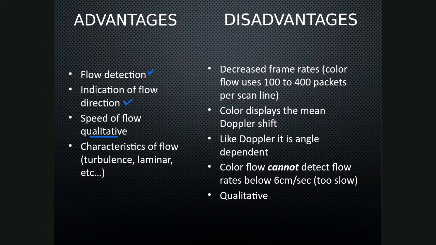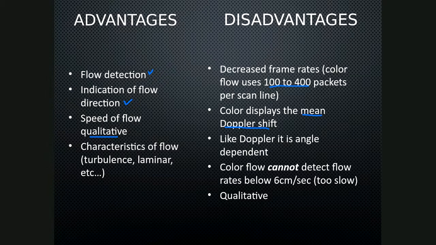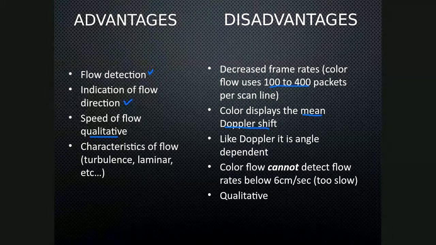Some disadvantages. Decreased frame rates. Again, anything that takes a lot of time is going to decrease our frame rates and our temporal resolution. So color uses a lot of packets, anywhere from 100 to 400 packets. So that's going to take time to process that information. Color displays mean, average Doppler shifts, and again, they're color coded. So there's different variations and brightness to those images. Again, a couple of deep, dark shades would indicate slow.